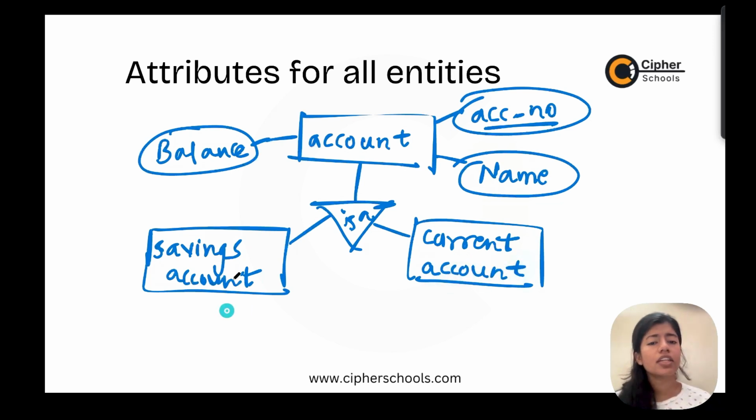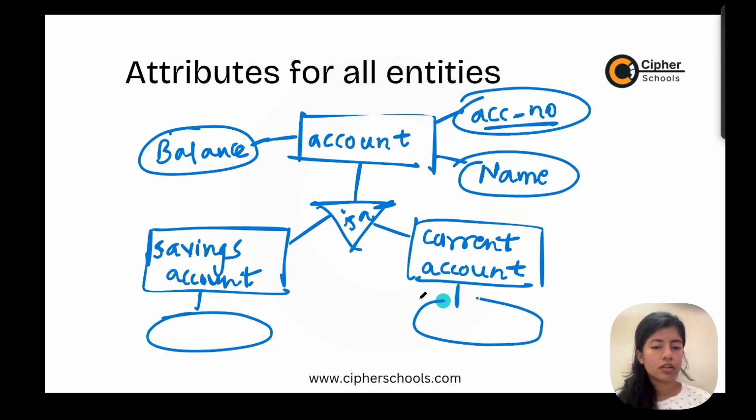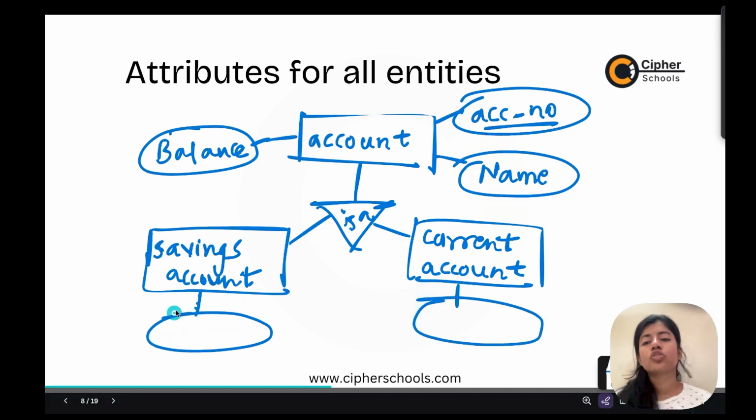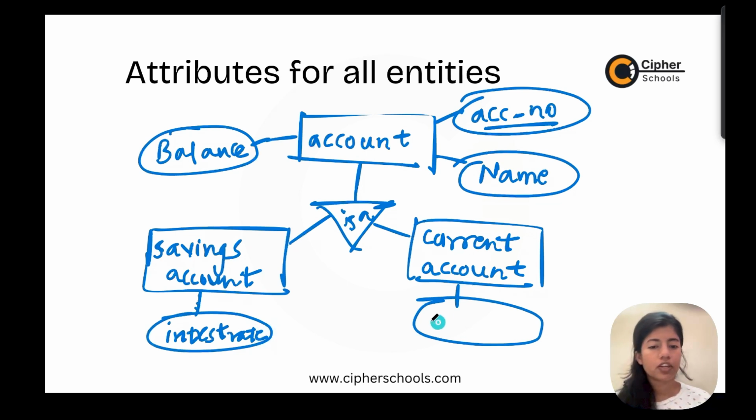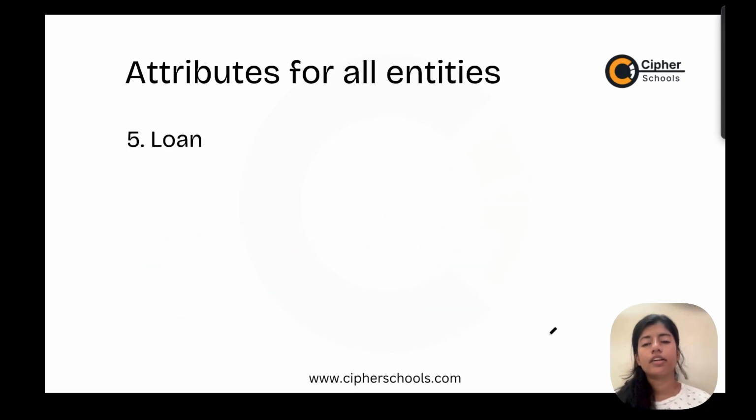Now I can easily add the specific attributes to the specific sub entity. So savings account will have some interest rate, and current account will have some charges per transaction. Okay. So I think we're clear how we represent account in this particular ER diagram. Well, let's move ahead, and we'll discuss the next entity, which is loan.